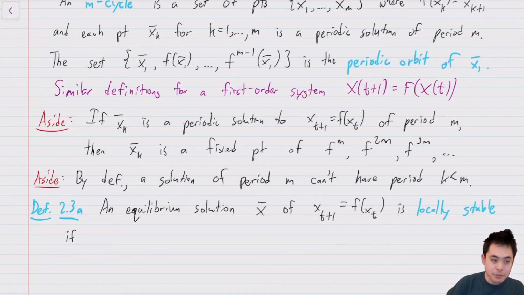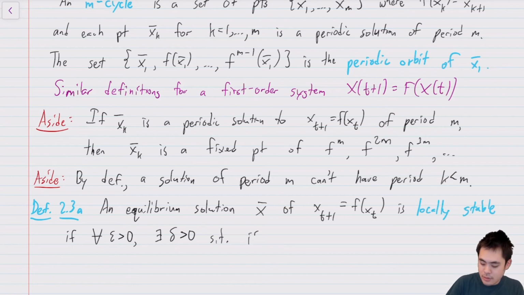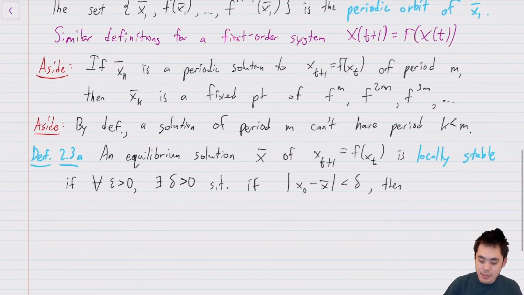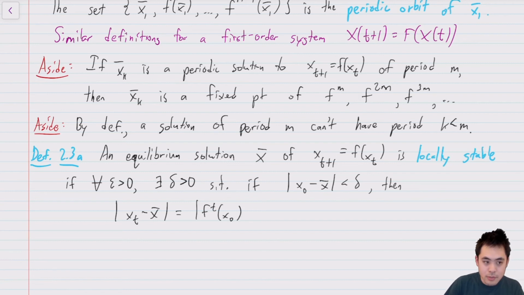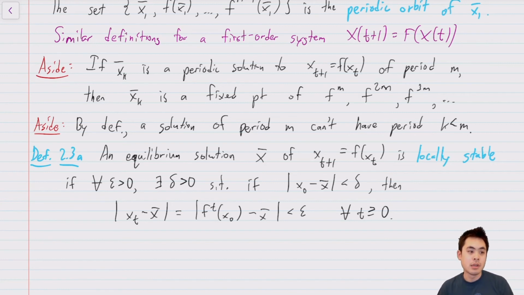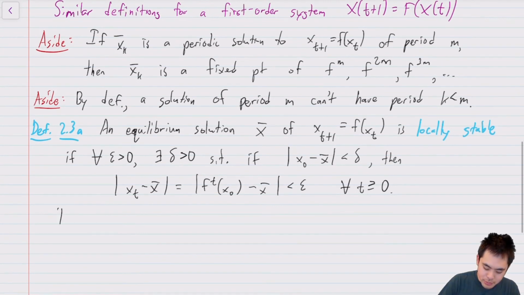And here we're going to use the delta epsilon definition. If for all epsilon greater than 0, there exists some delta greater than 0, such that if our starting point x naught minus x bar, so the distance between x naught and x bar, is less than delta, then the distance between x_t, which is f to the t of x naught, and x bar has to always be less than epsilon for all t greater than or equal to 0. So for any epsilon, you can find a delta such that this is true. And of course, if it's not stable, then we call it unstable.